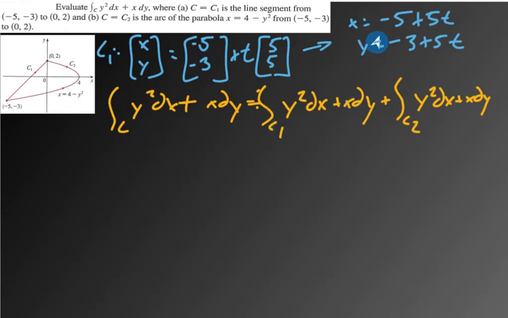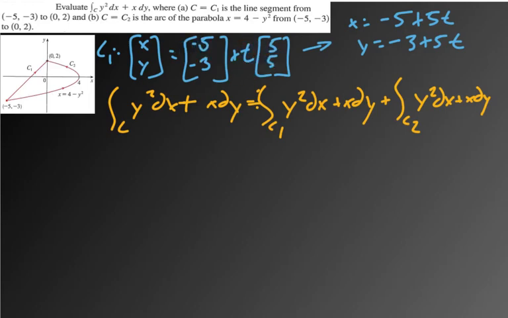I've got x and y, and the only thing I don't know is the bounds, right? If I start at t equals 0, in this parameterized line, it would give me the -5, -3. And to get to this point, t would just be 1, right?